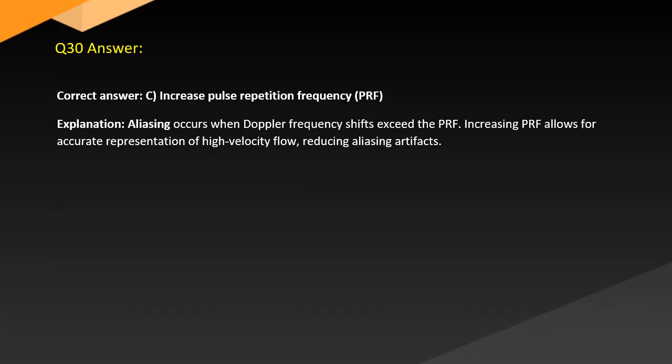Answer. Correct answer: C. Increase pulse repetition frequency, PRF. Explanation. Aliasing occurs when Doppler frequency shifts exceed the PRF. Increasing PRF allows for accurate representation of high velocity flow, reducing aliasing artifacts.